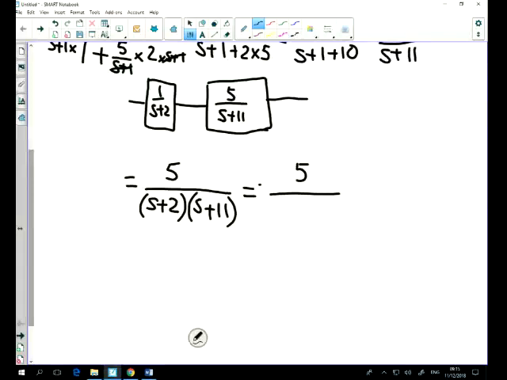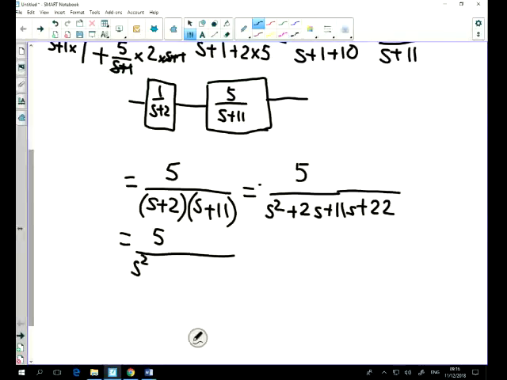So, FOIL, or whatever your normal method is, S times S gives you S squared, 2 times S gives you 2S, 11 times S gives you 11S. So, mind the way, the people on this side, can you see past me? Yeah, okay. And 11 times 2 gives you 22. And this is just some simple maths, really, but it might not be so simple in the exam. So we've got S squared plus 13S plus 22, and hopefully that's the answer that's in your sheet. Yeah, so that did work out correctly.